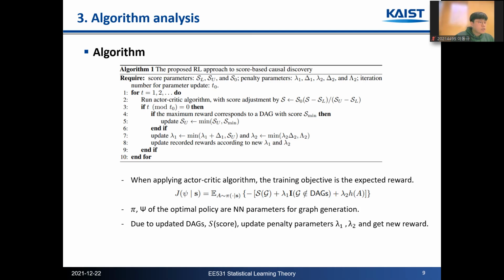It is an algorithm for causal discovery. I use the expectation of reward as the learning objective function using the actor-critic algorithm. Phi and psi obtained as a result of training are parameters of the neural net used for graph generation. Through several iterations, each parameter can be tuned for specific applications, and the inferred causal graph would be the one that is acyclic and achieves the best score.